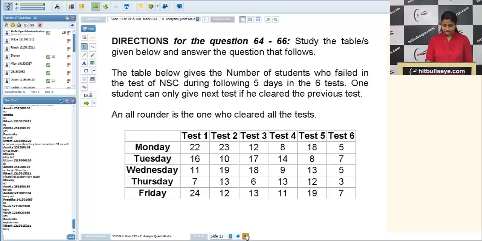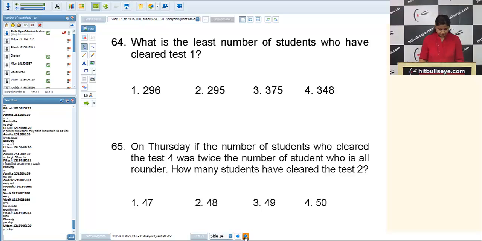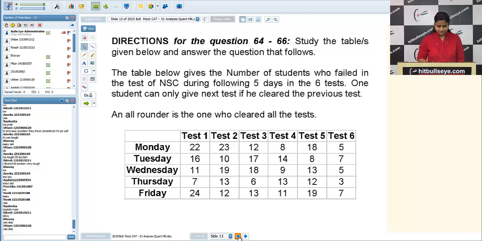Okay, Rashmita. Coming to the question directly, what is the least number of students who have cleared test 1? Please, guys, cooperate. Bear with us. I have to explain this set because 2 students are facing problem in this set. What is the meaning of this thing? In test 1, 22 students failed.